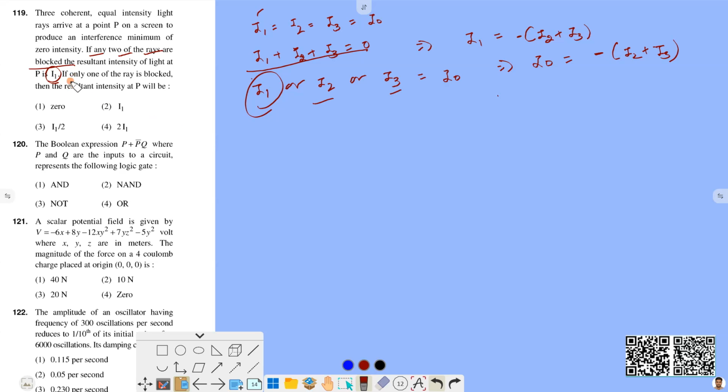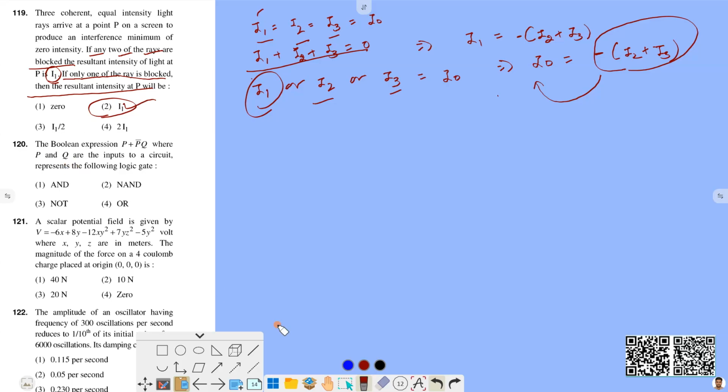Now as per the question, if only one ray is blocked, means two rays are allowed, and their combined intensity is equal to I0, which is equal to either I1, I2 or I3. So we have to find the resultant, and that resultant will be basically again equal to I1, because the intensity is not zero, we are only getting it mathematically negative. So option 2 will be the right answer here.